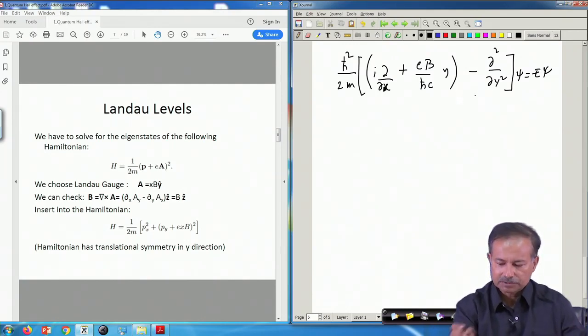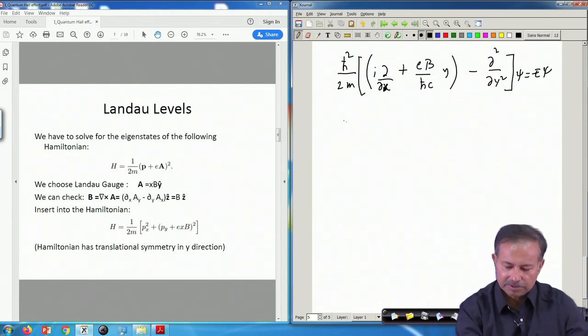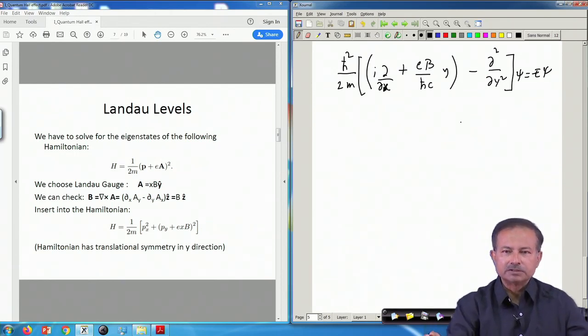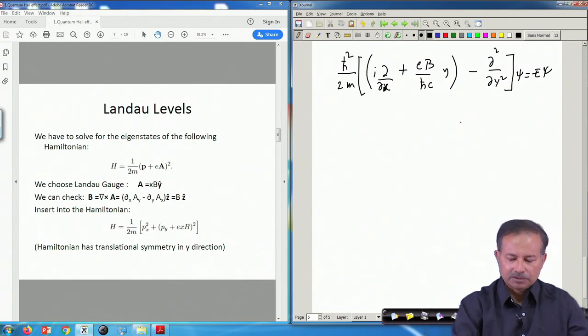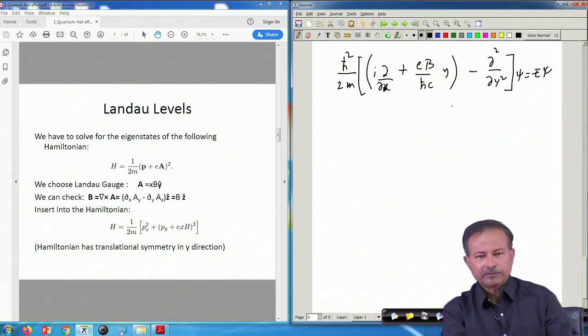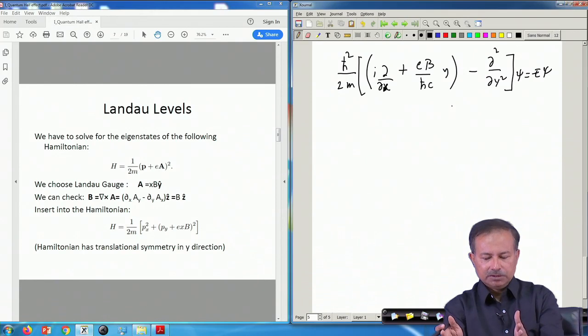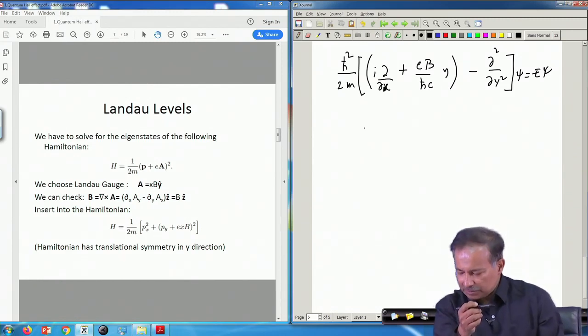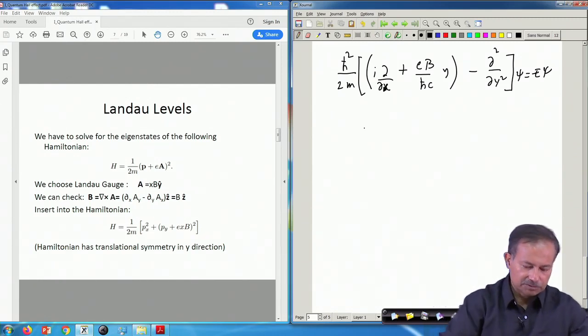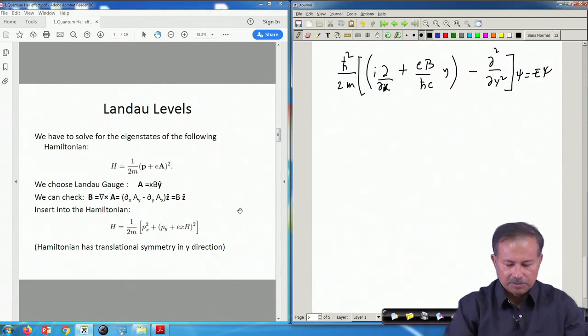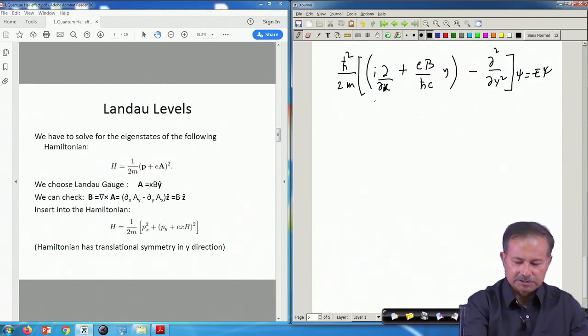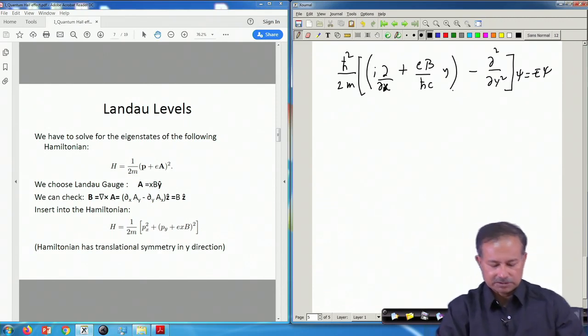So, that becomes your Schrodinger equation. Remember, the z component is confined, and in that direction you do not have motion of the electron. So, you are only concentrating on the x and y directions, and that is the way this thing is set up.